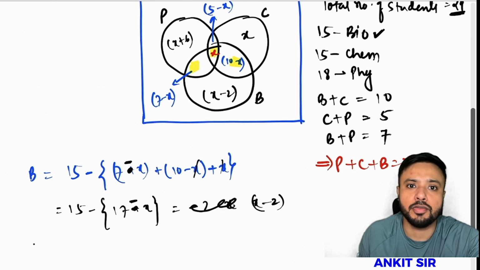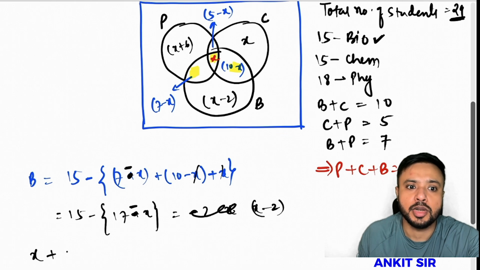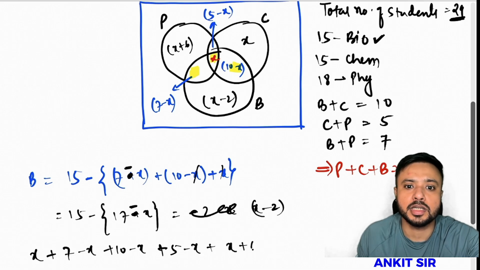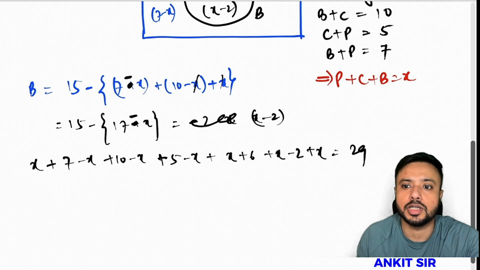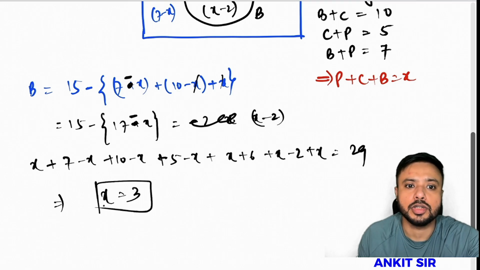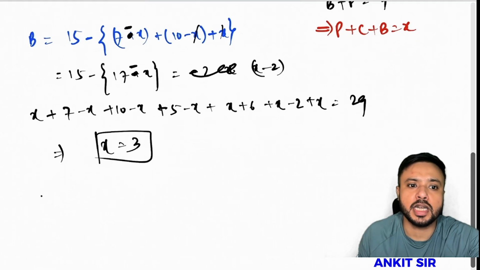So we will frame an equation which is x plus 7 minus x plus 10 minus x plus 5 minus x plus x plus 6 plus x minus 2 plus x equal to 29, and we are going to solve this particular equation. So when you solve this equation, you're going to get x equal to 3. So that means now we can get the exact number. So p plus c plus b would be equal to 3.